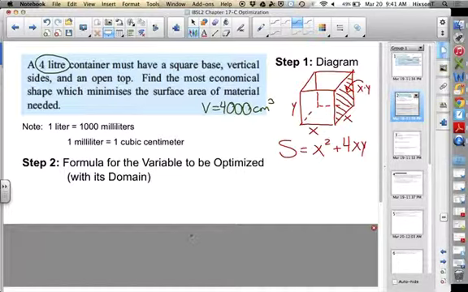Yeah, length times width times height. So x times x times y. So I know x squared y equals 4,000. So that means I can now write y in terms of x squared. y equals 4,000 over x squared.